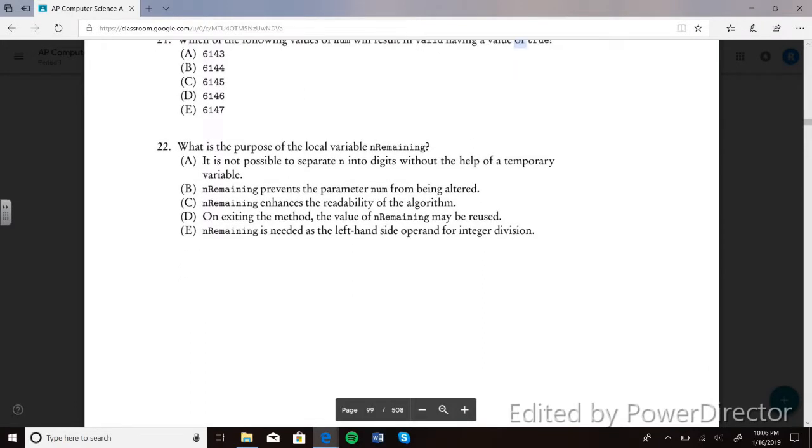So for the next question, it goes off of the same code segment as the last one. It just asks what the purpose of local variable nRemaining is. So nRemaining is used to represent the 4-digit number as the numbers keep getting removed from the end. nRemaining stands for number remaining, which refers to the number of digits left of the number. It allows the reader to understand what is happening in the code. So that's why the correct answer would be C, because it makes the code readable. It makes it almost like an algorithm.